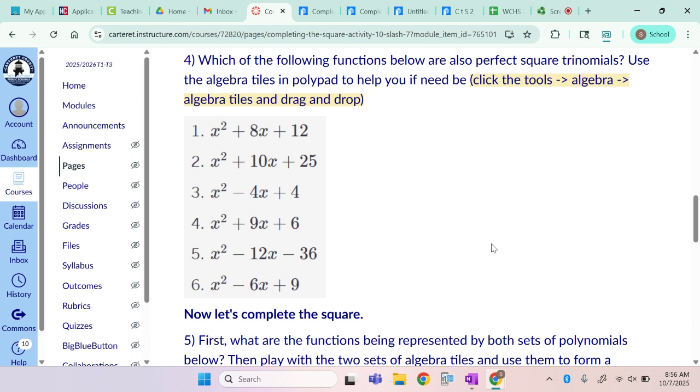Is number 3 a perfect square trinomial? Yes, it is. You can rewrite it as x minus 2 squared. What about 4? No, because of that 9x right there. There's no way you could put an even number of x's on each side. All right. What about 5? Yes or no? Yes. So this is the same thing. Actually, no, you cannot. There's that negative right there.